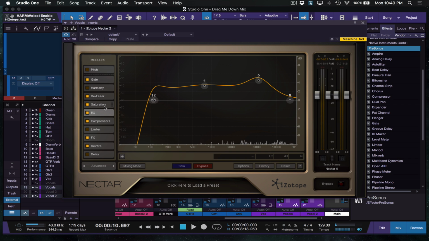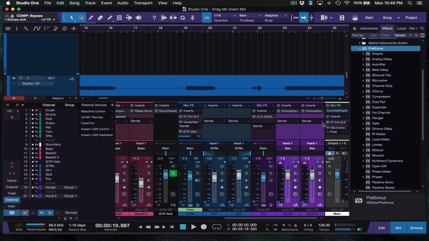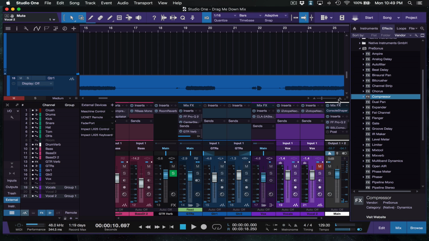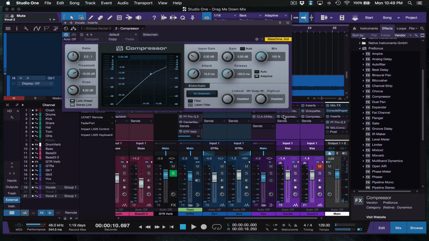So it has EQ, compression, effects, reverb, and you can manipulate all of those things, and it kind of saves on processing power. But for the purposes of this tutorial, I'm only looking at compressors. So what I'm going to do is bypass the compressor unit in this vocal performance, and then I'm going to bring in the Studio One compressor right underneath it.